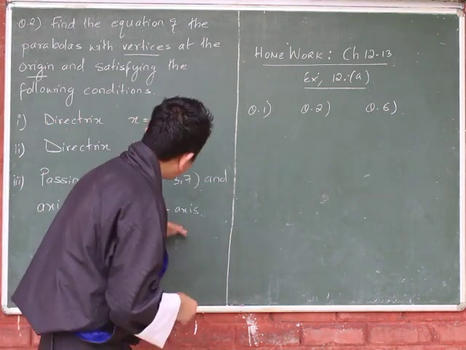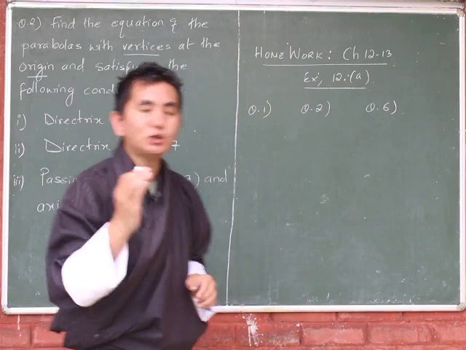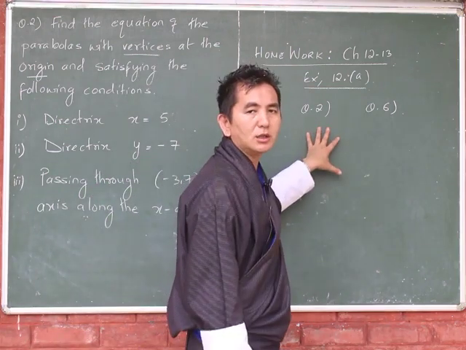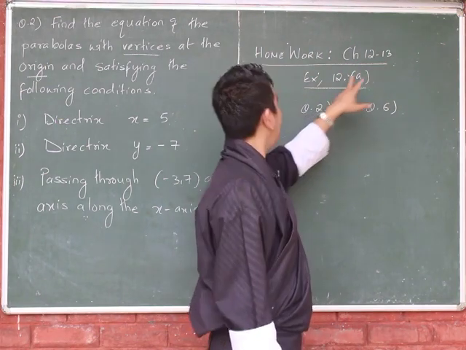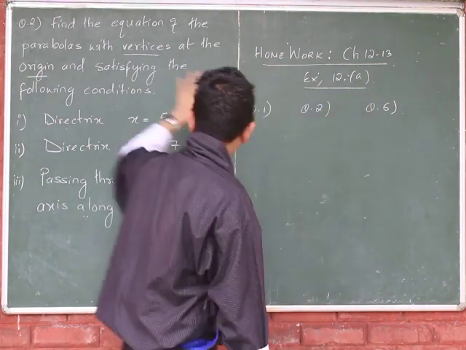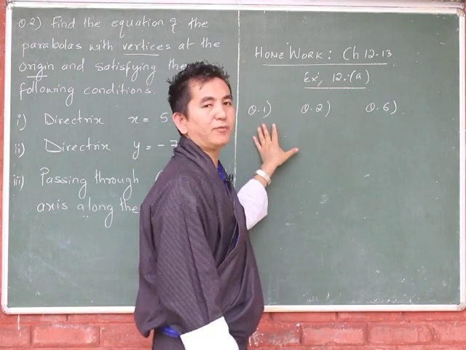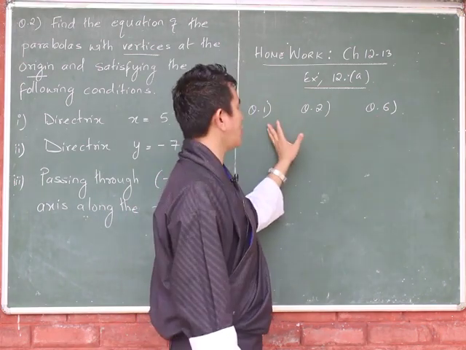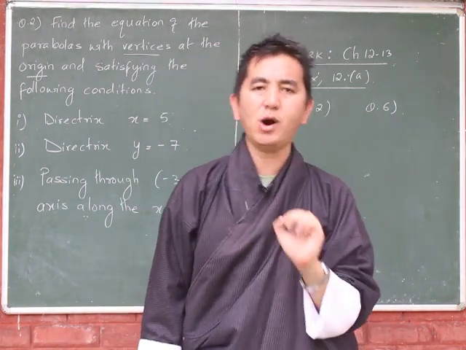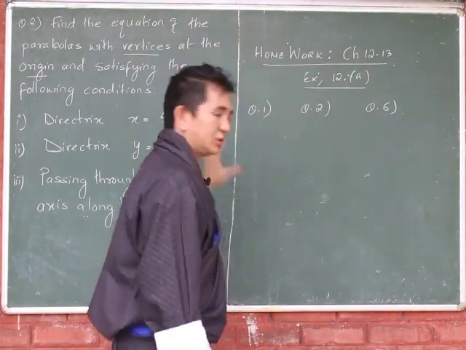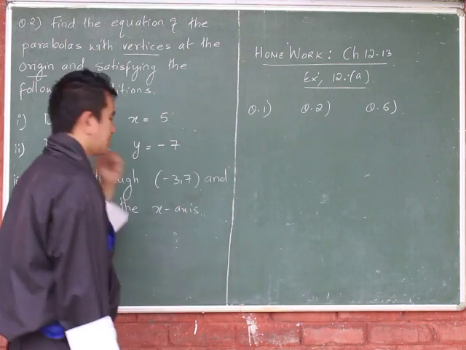After finishing with this, make sure you do this homework. In our textbook, go to chapter 12, page number 13, exercise 12A. If you understand this concept, you will be able to solve these 3 questions: question number 1, question number 2 and question number 6. Make sure you do this homework and then check yourself whether you have understood this concept or not.